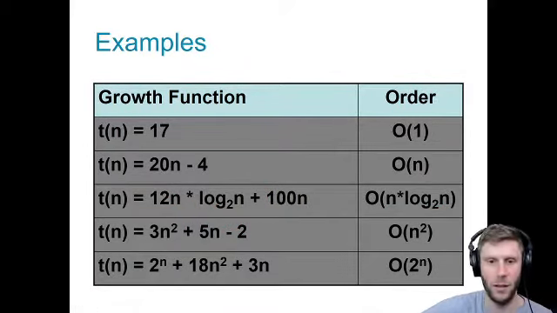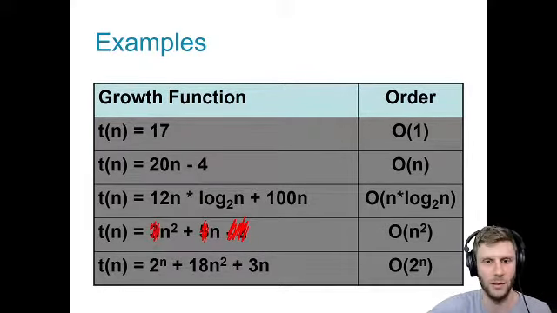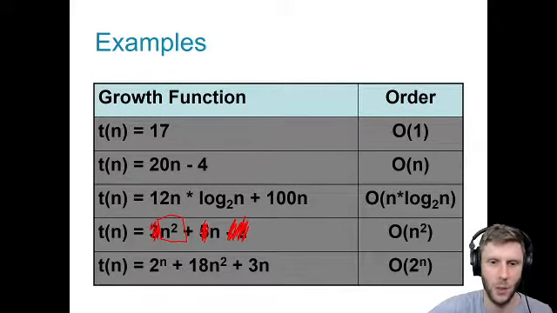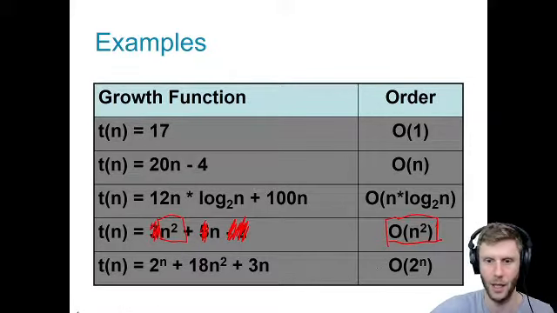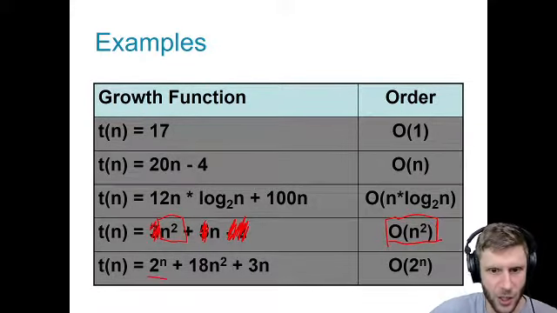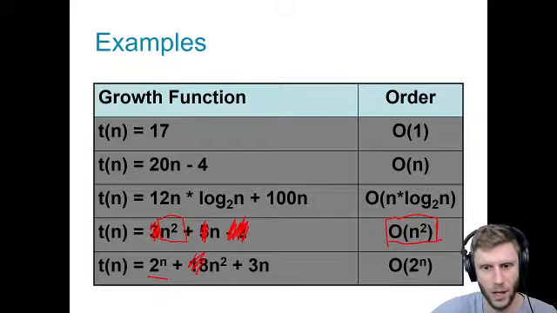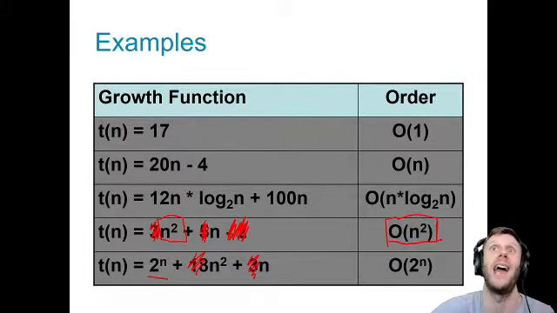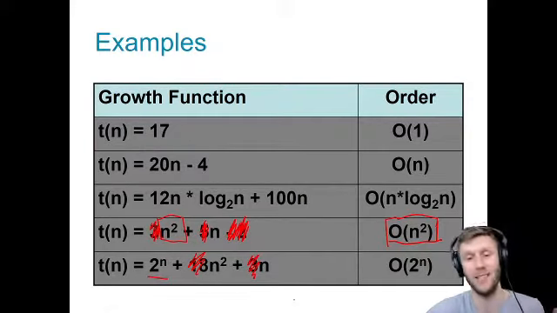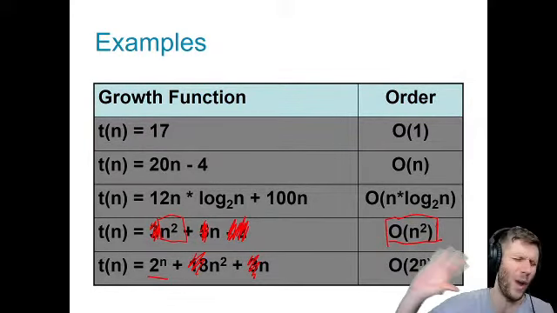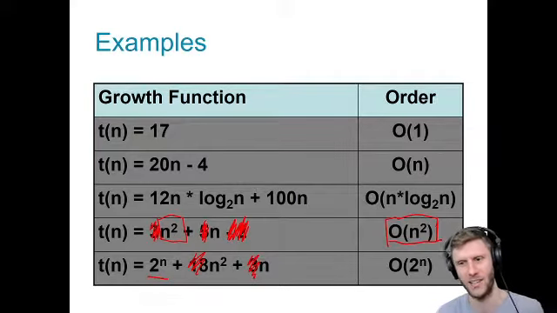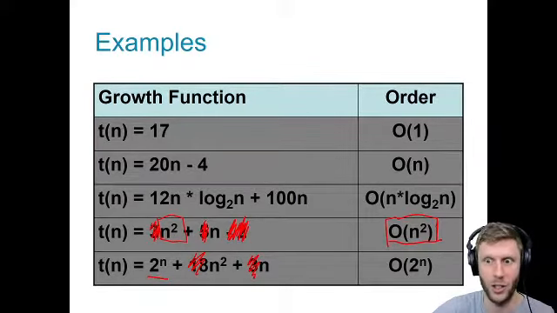Here, well, let's get rid of the coefficients. Don't care about the 5, don't care about this thing. So n squared plus n, well, as we saw, the n squared portion is going to grow way faster. There we go. And then here we have something that's 2 to the n plus 18n squared plus 3n. So we don't care about that. Well, 2 to the n is going to grow way faster than n squared. Way faster than n squared. So this right here is going to be order 2 to the n.